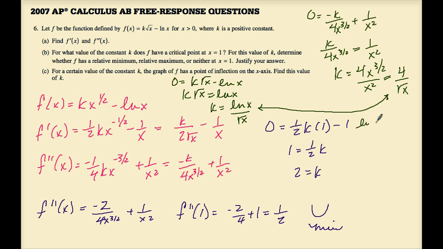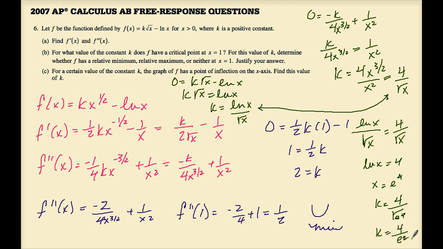We'll have natural log of x over the square root of x is equal to 4 over the square root of x, which means natural log of x is equal to 4, and x is equal to e to the fourth. When x is equal to e to the fourth, k is equal to 4 over the square root of e to the fourth, which means k is equal to 4 over e squared.